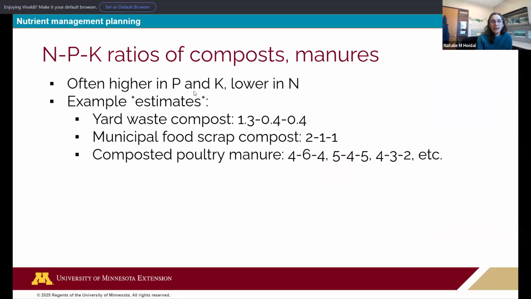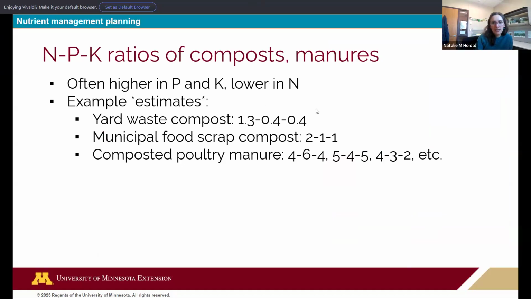So something that's tricky about really relying on just compost or just manure is that they're often high in phosphorus and potassium and low in nitrogen. And often our plants need a lot of nitrogen and our soils already have plenty of phosphorus.